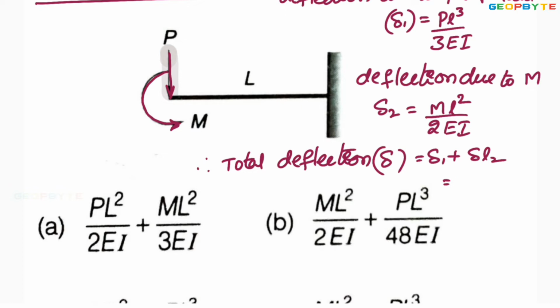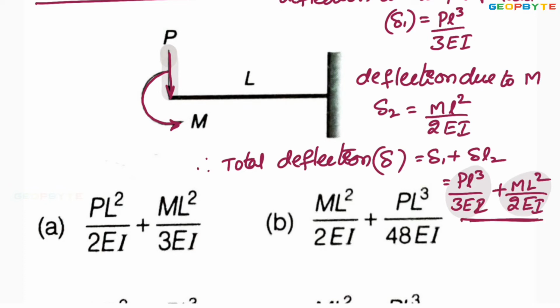This is delta equal to PL cube by 3EI plus ML square by 2EI. The first part is deflection due to point load, and the second part is deflection due to bending moment. I hope you got my point.